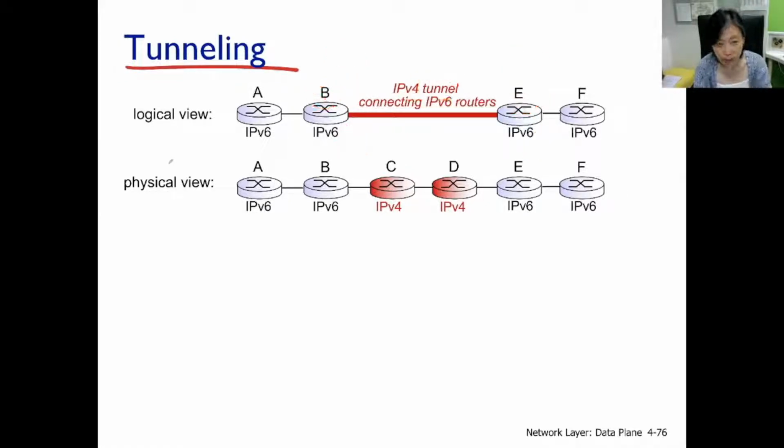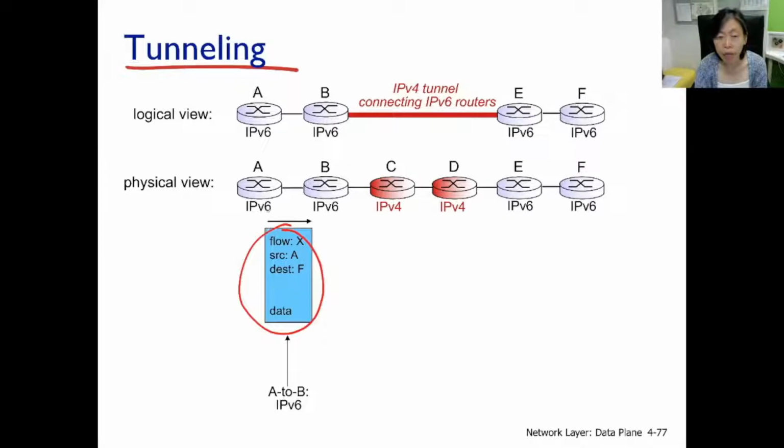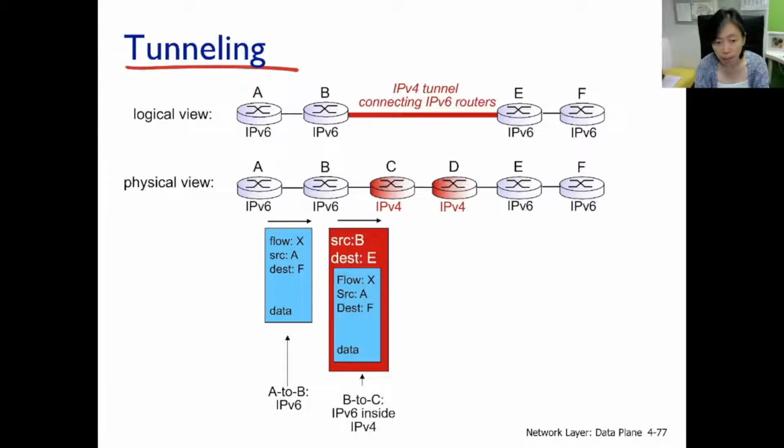Once that is done, then let's consider A here generated the packet, the blue one, and we're forwarding it towards the destination. Once it hits the border router here before the IPv4 space, B, the border router, is going to do this: encapsulate the blue packet inside a version 4 packet.